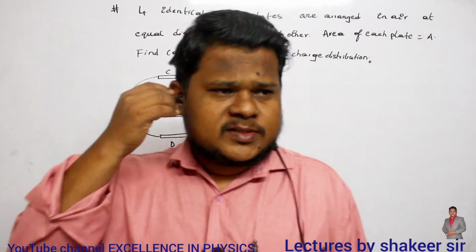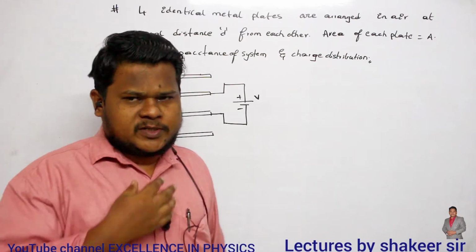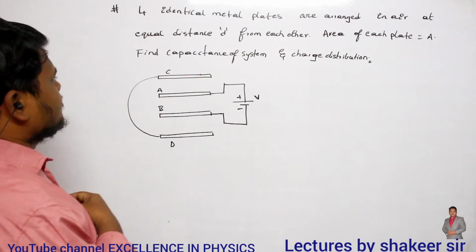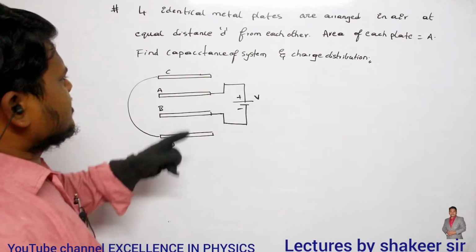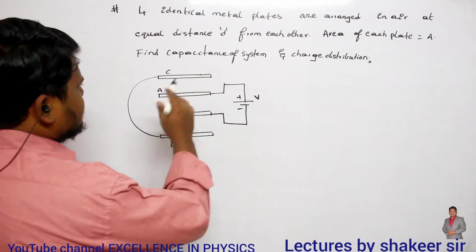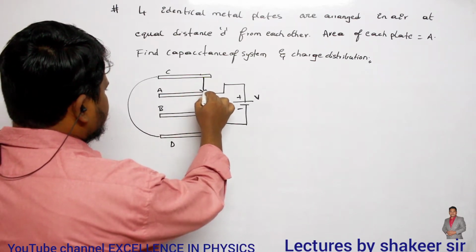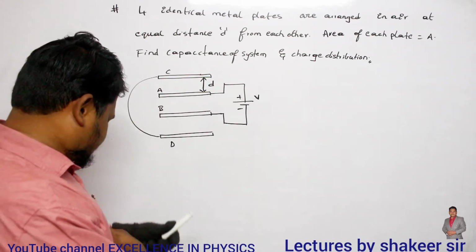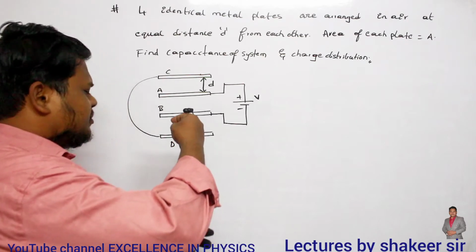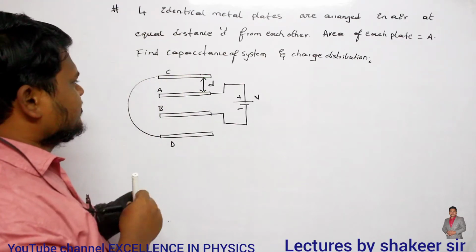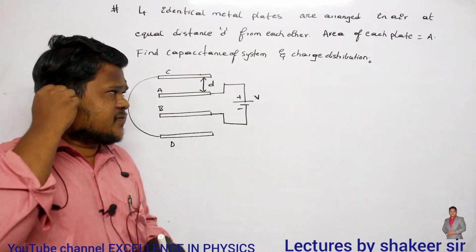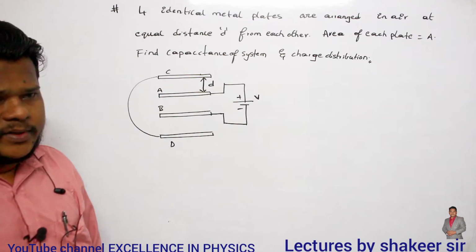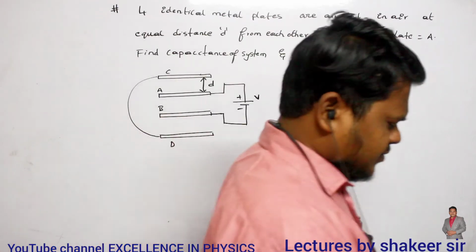So these are questions again based on the arrangement of plates. The first question is like this. Four identical metallic plates are arranged in air at equal distance d between each other. Distance between each plate is d, and the area of each plate is A. So we are supposed to find the total capacitance of the system, and also calculate the charge distribution in each capacitor. So try for some time.